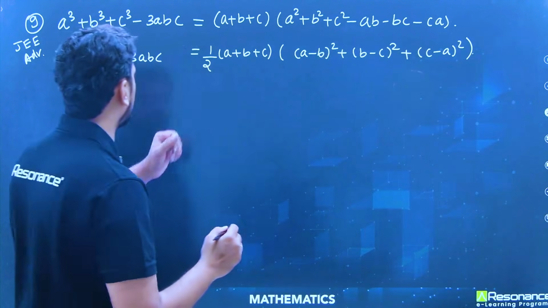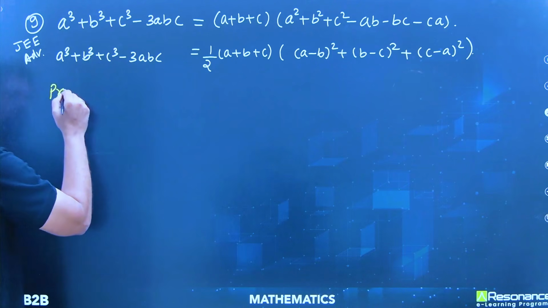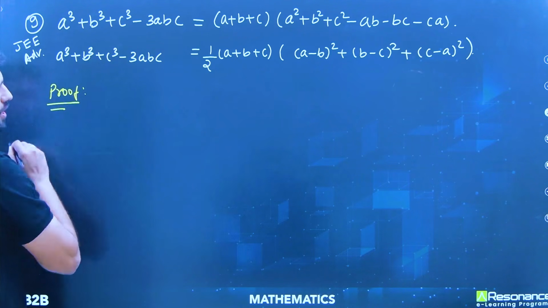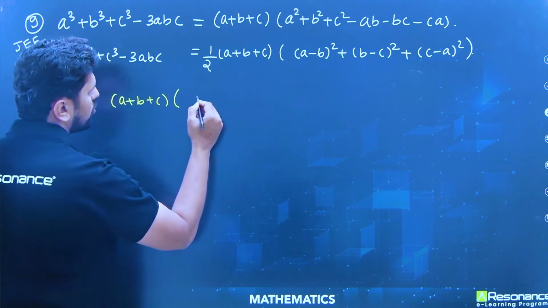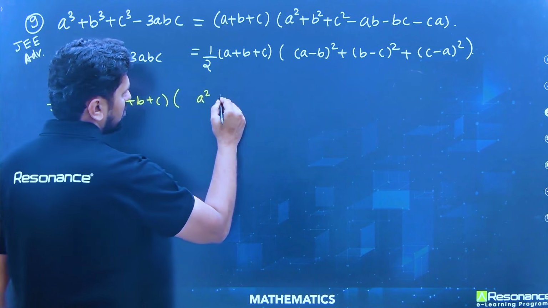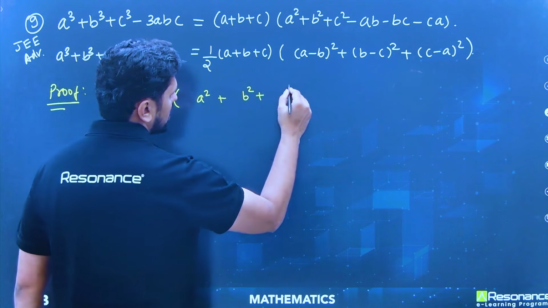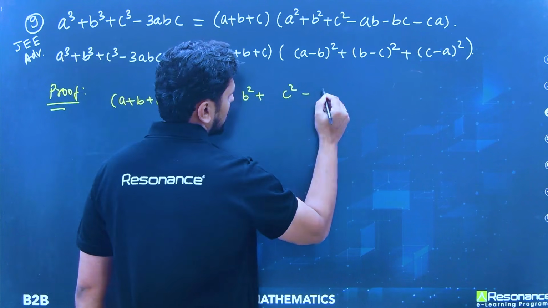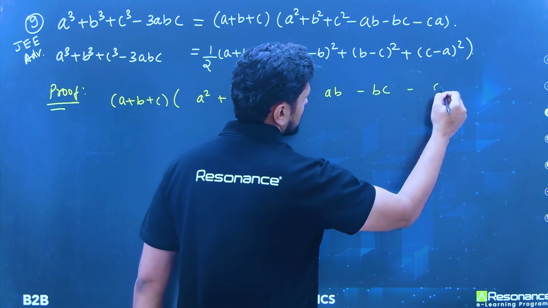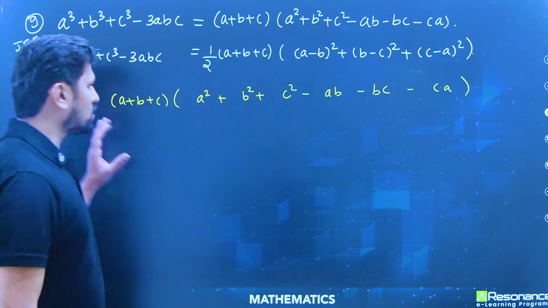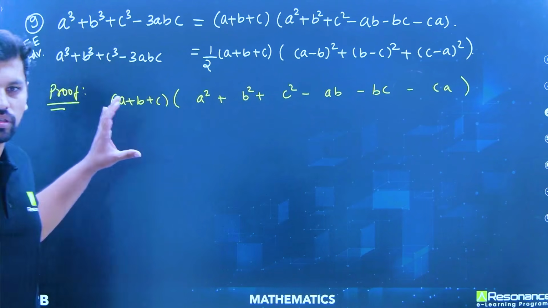Okay, let's start with the proof. Proofs are important points. So we are given (a + b + c)(a² + b² + c² − ab − bc − ca). This was the first formula I have written.